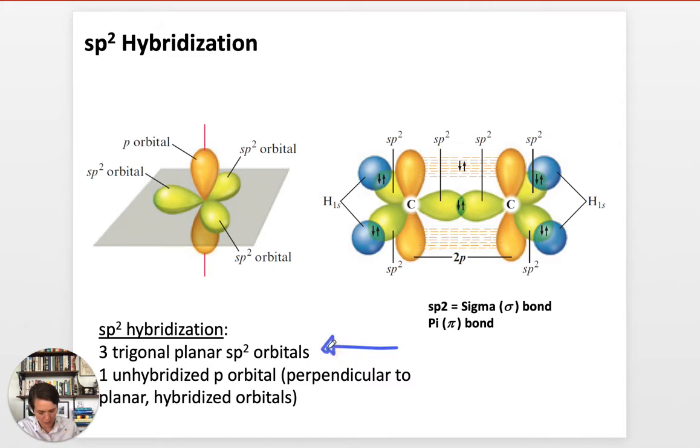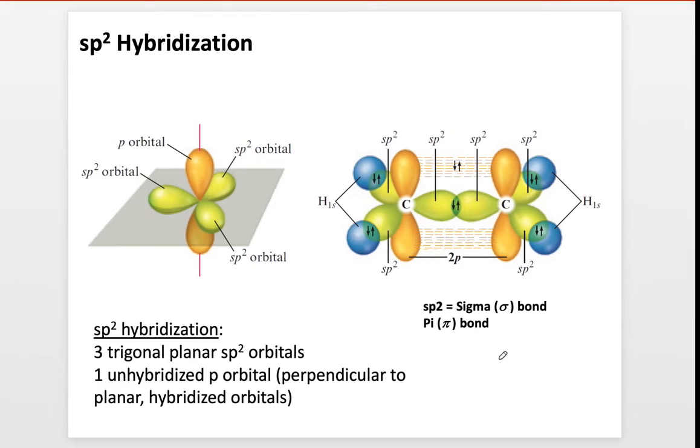You have your trigonal planar electron geometry that's going to need 3 of our sp2 orbitals. 1 p orbital is not hybridized, and that is what allows for a double bond. Double bonds always exist in unhybridized p orbitals.